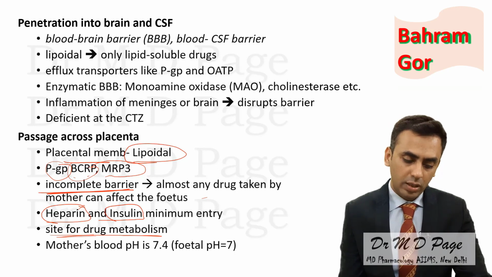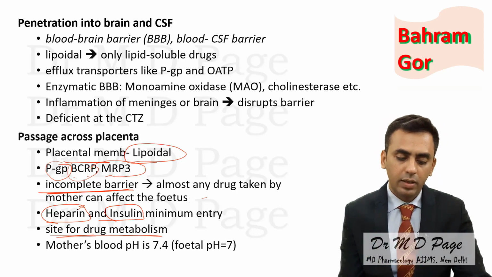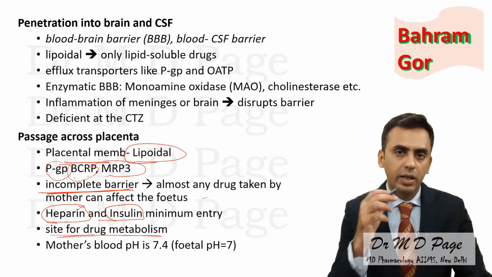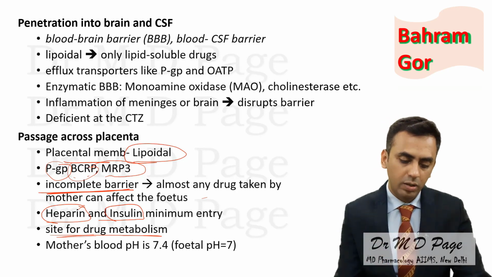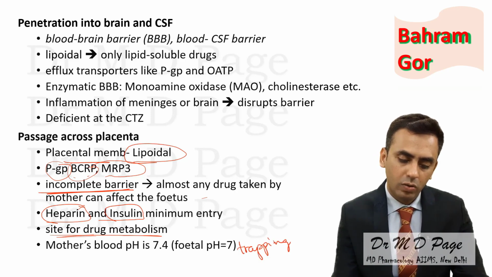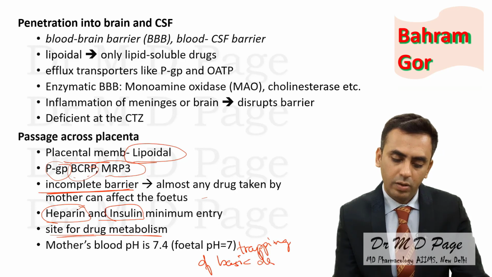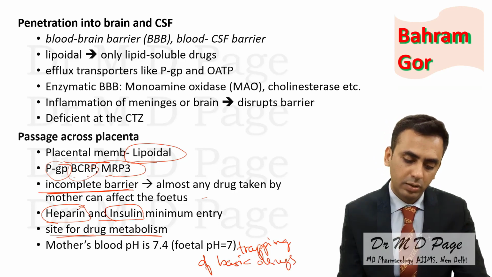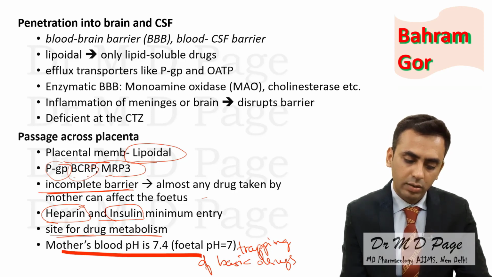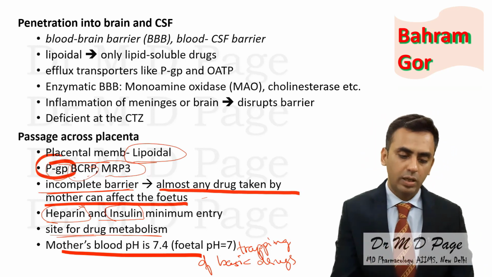And one important thing which has also been asked as a question is this: the mother's pH is 7.4, but the fetal blood pH is slightly acidic. So what will happen? If a basic drug enters into acidic pH, it will get trapped. So trapping of basic drugs will occur in the fetus. This has been asked as an MCQ, and this has also been asked. And one more option was that it contains P-glycoprotein.